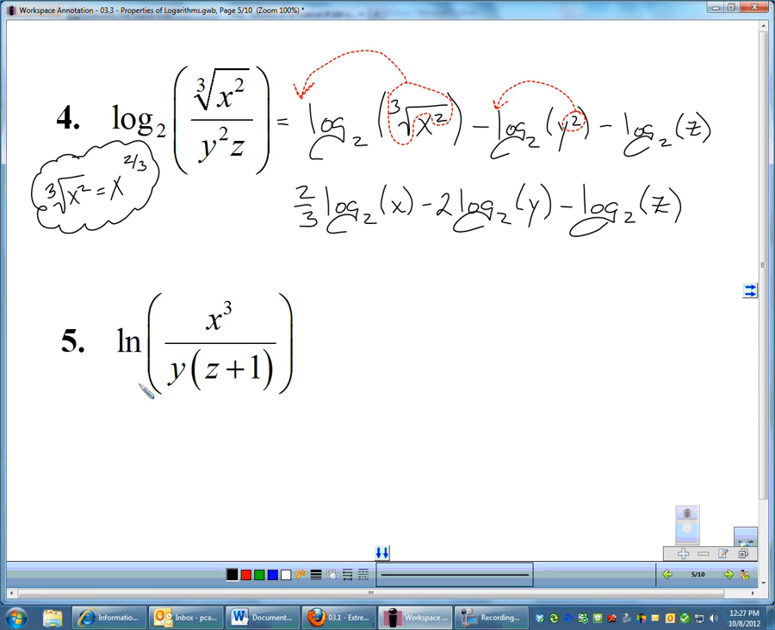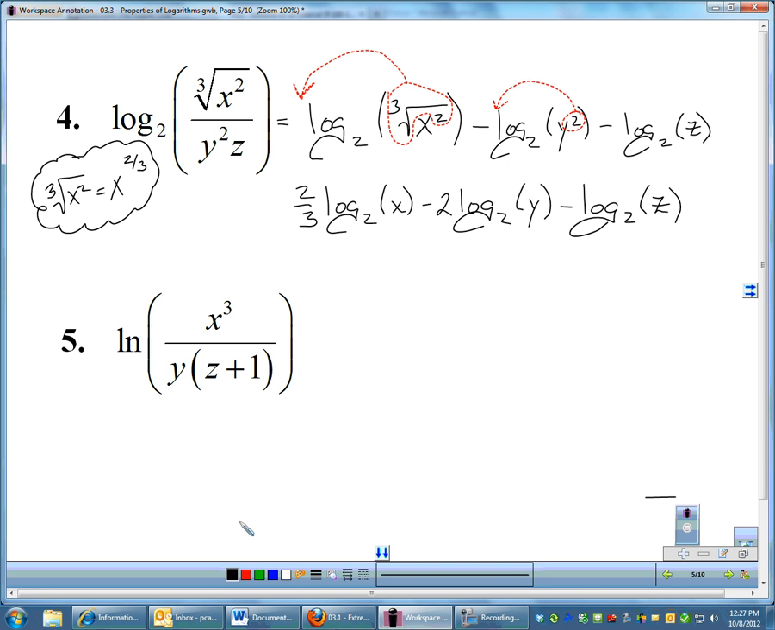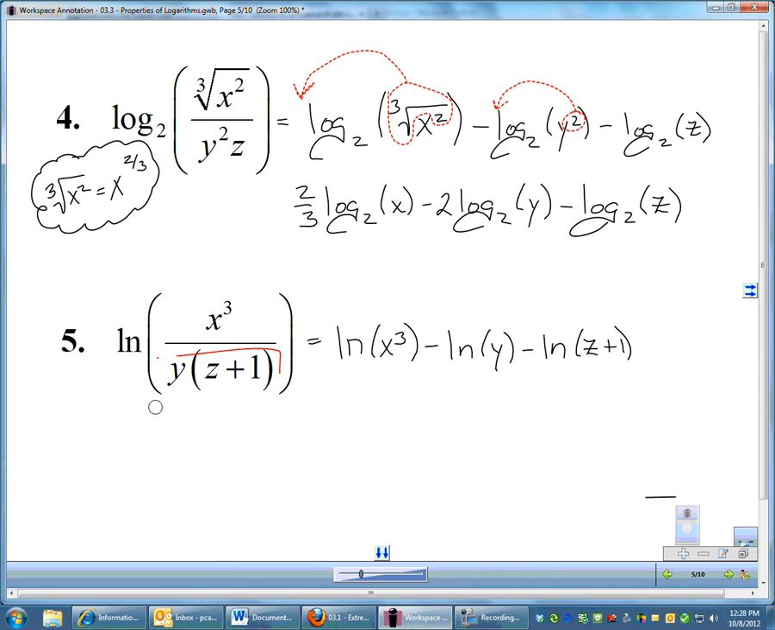Good? All right, I think, is there one more, or is there one after this? Yeah. All right, so number 5 here, it's a natural log of, I see x cubed, ln of x cubed. And then I'm dividing by all of this. All of this is divided by something, so it's all going to be minus. So minus, I have a y, minus, and then I have a z plus 1. And make sure you keep that z plus 1 together. Anything that's in the denominator is subtracted when you split this thing up. Then we will grab that x cubed, take that exponent, we're going to move it down front.